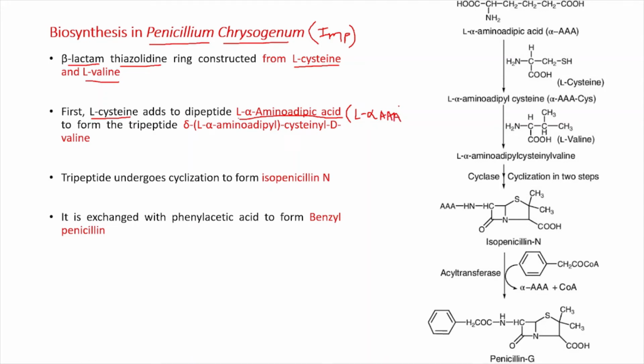Inside the body of the fungus Penicillium chrysogenum, this dipeptide L-alpha-aminoadipic acid is first prepared, then L-cysteine adds to it to form the tripeptide delta-(L-alpha-aminoadipyl)-L-cysteinyl-D-valine. If you look at this figure, this is what the structure of L-alpha-aminoadipic acid looks like. First it is produced within the fungus, then L-cysteine is added to it. This is actually a dipeptide.